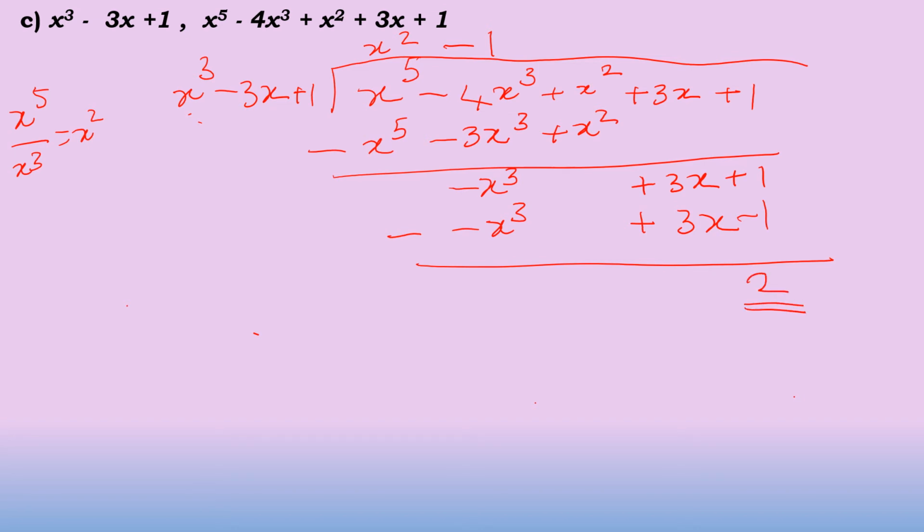So here the remainder is not equal to 0. Therefore, x cube minus 3x plus 1 is not a factor of x raised to 5 minus 4x cube plus x square plus 3x plus 1. Not a factor. Not a factor because remainder is not equal to 0.